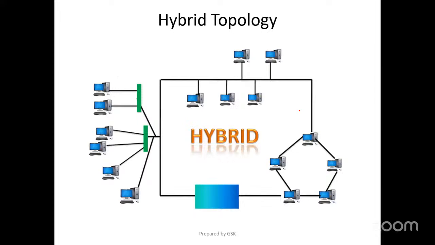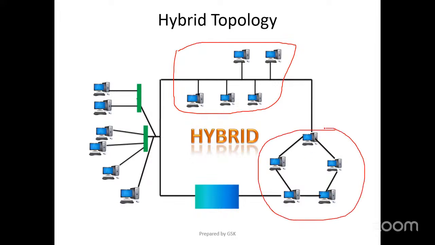And the last one is hybrid topology. By the name, you can understand that this is a combination of any existing topology types. If you observe this image, this part is a bus topology. Just now we covered, right? Bus topology. And this is a ring topology. This is a ring topology. Like that, you can connect multiple types of existing topologies to form a hybrid topology.